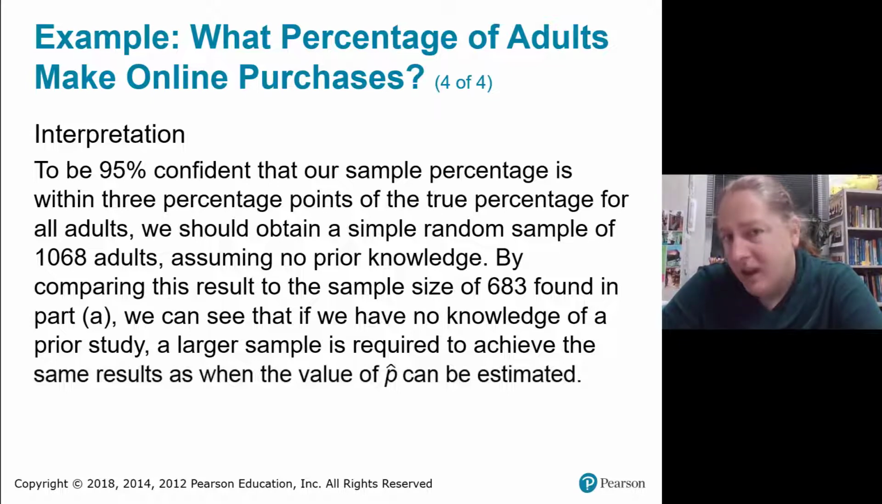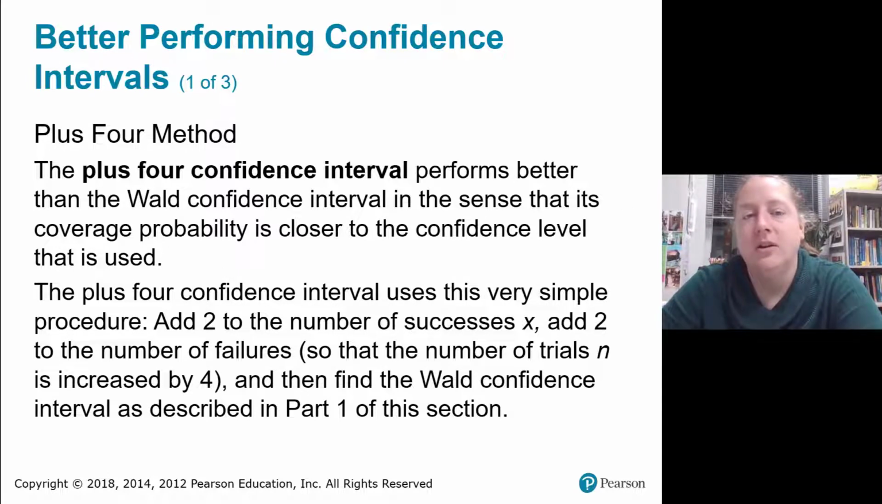Now, there are other methods for calculating confidence intervals. This one that we looked at is not the only one. So what we looked at is called the Wald confidence interval. There's also something called the +4 confidence interval. And it's really quite simple. All we do is add 2 to the number of successes and add 2 to the number of failures. So our number of trials goes up by 4. And in doing so, we actually get a better estimate of our confidence interval.